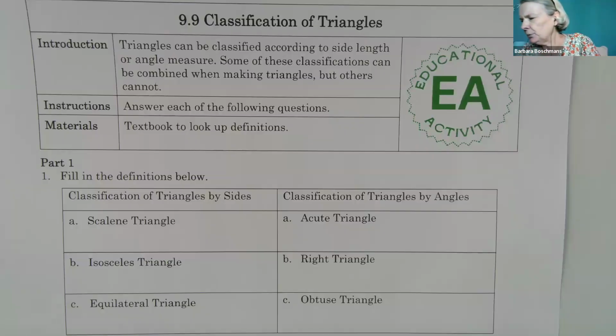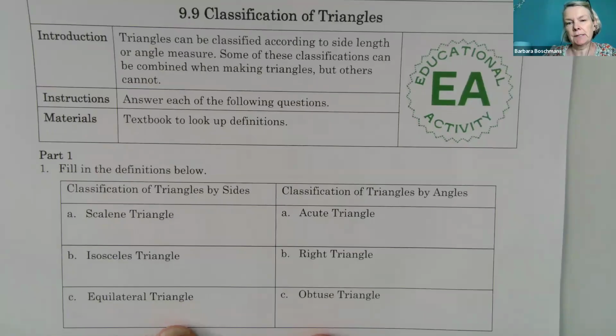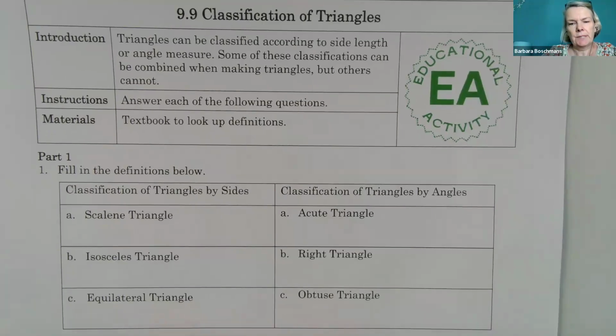For activity 9.9, classification of triangles, we will need to go and look up the definitions for the 6 types of triangles in our e-text. So the first thing I am going to do is show you where to find your e-text and where to find the triangles.